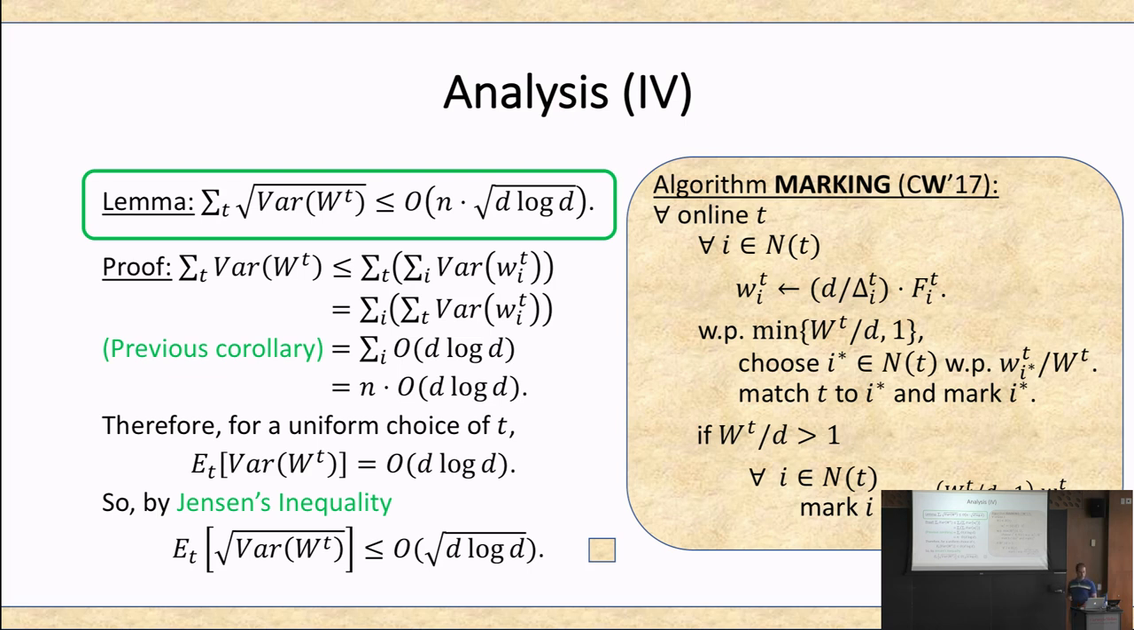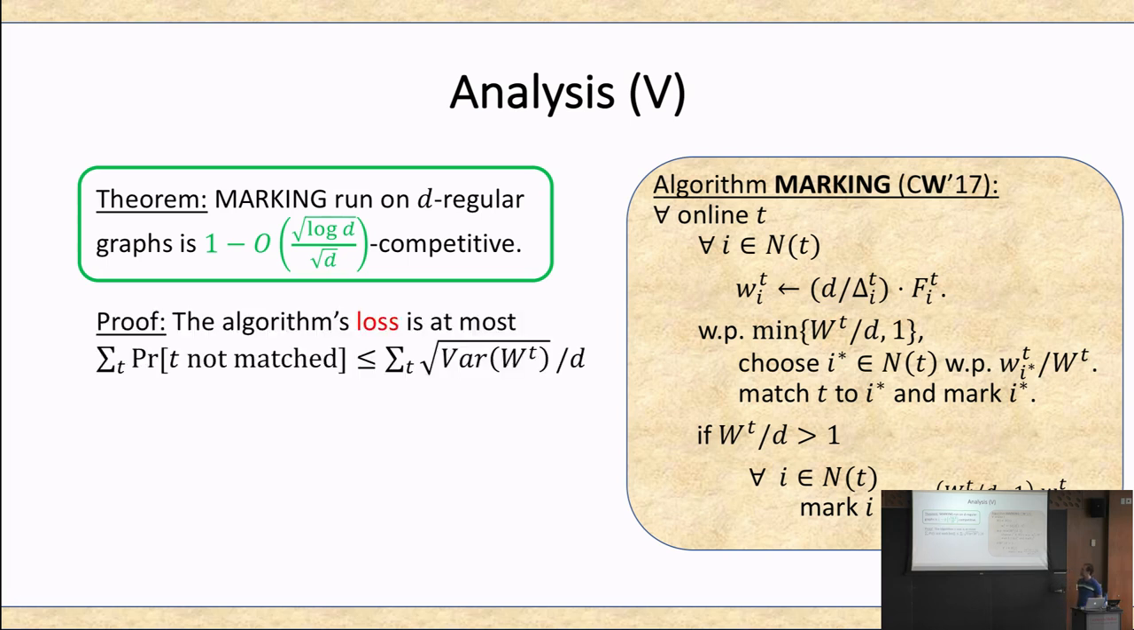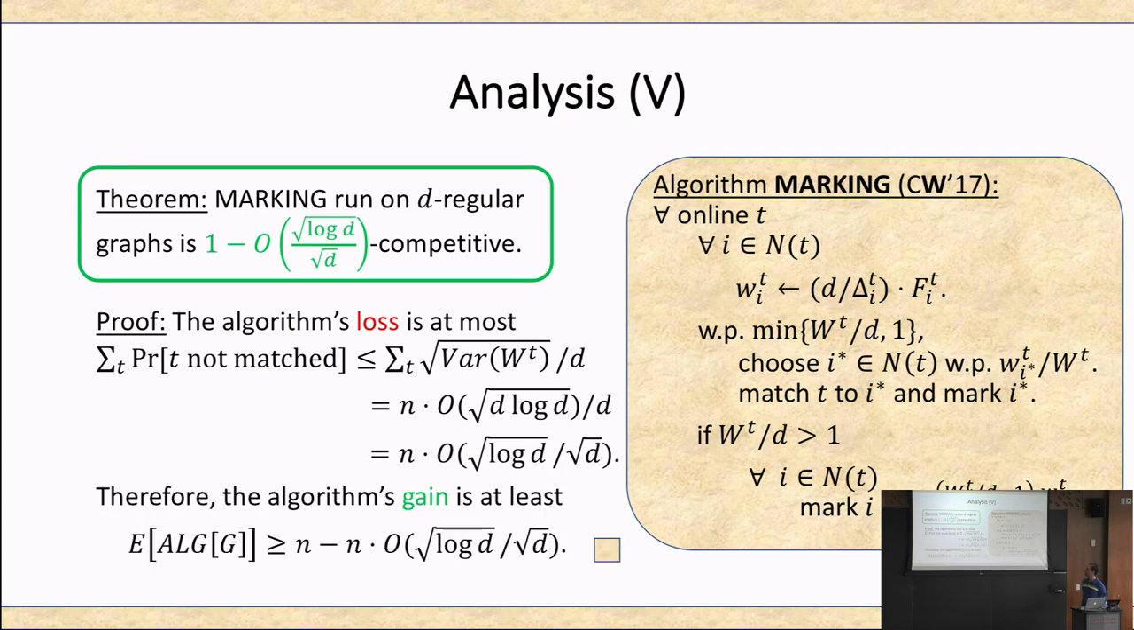All right, great, and now we can actually prove our main result. The algorithm Marking on d-regular graphs is 1 minus order square root log d over square root d competitive. So the number of nodes that the algorithm doesn't match, which you've noted as the algorithm's loss, is at most the sum over online nodes t of the probability of t not being matched. A few slides ago, we argued that this is at most square root of the sum over t of the standard deviation of WT over t. In the previous slide, we went over this a little fast. We showed that this is n times square root d log b. And simplifying a bit, we get this expression. And therefore, the expected size of the algorithm's matching is n minus n square root log d over d.